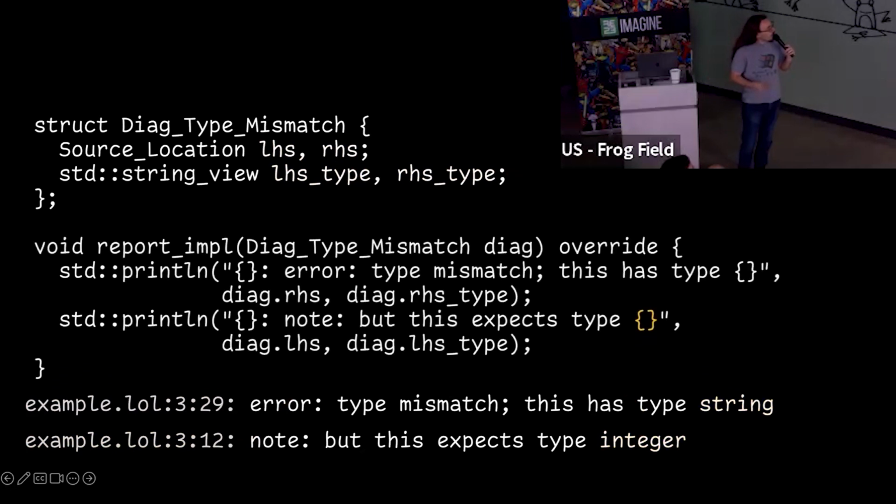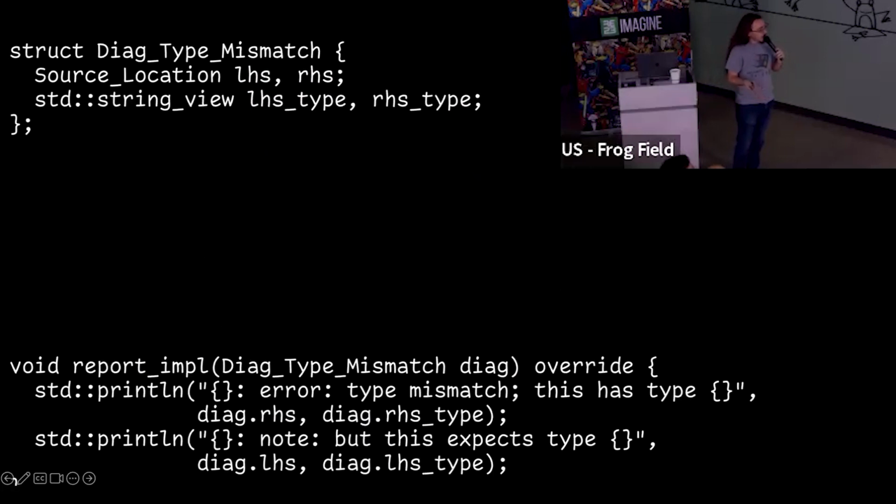So now the report impl function is a bit more complicated. We have two println calls, not just one println call. And the first println call doesn't just have one parameter of the format, it has two parameters, one for the location and another for the type information. And the second call has basically the same thing. So it's a little more complicated than just location and a hard-coded string, like in the previous diagnostics.